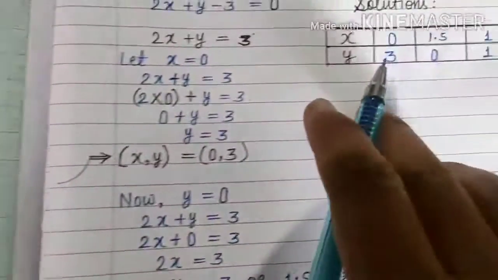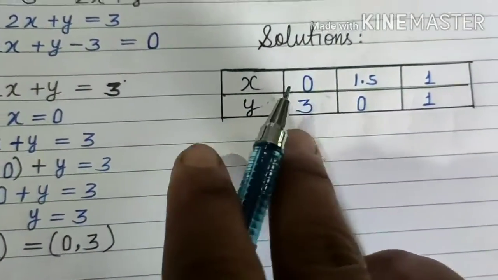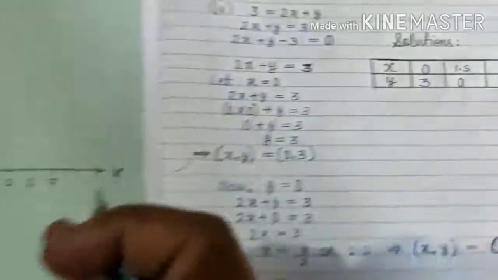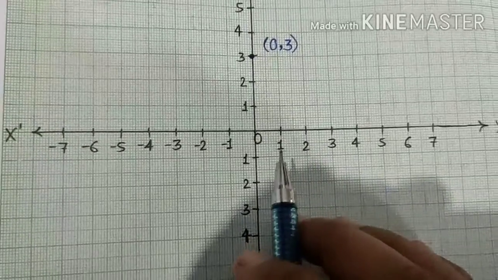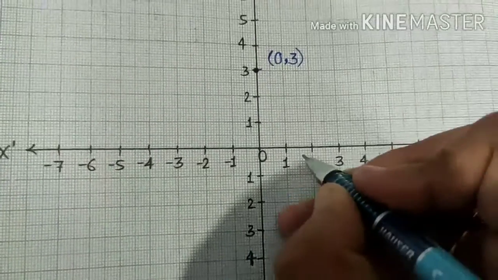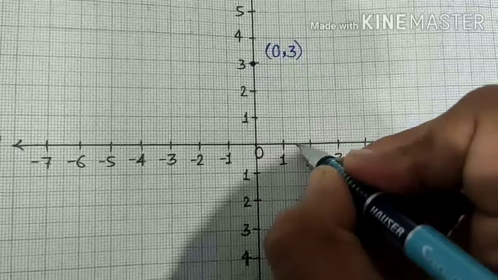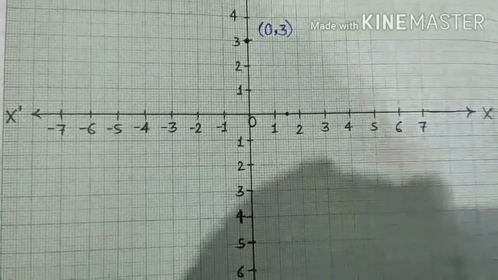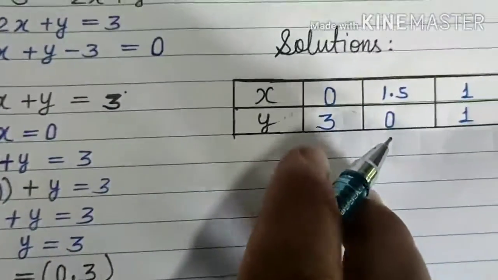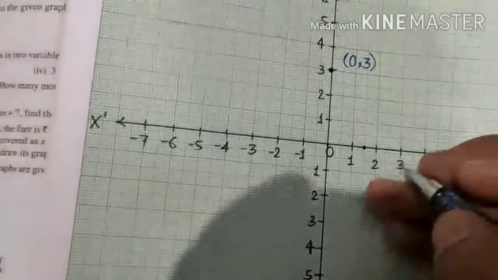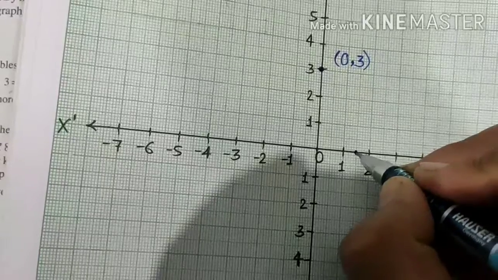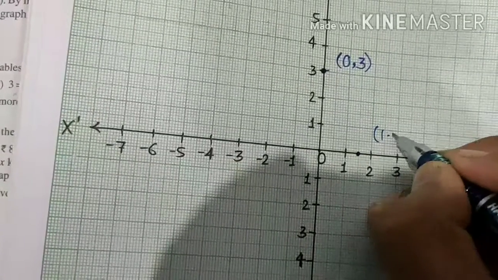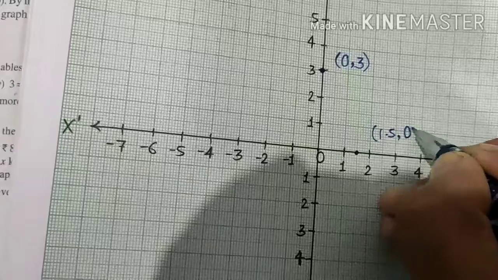The second solution is what? 1.5 comma 0. So here the coordinate of x is 1.5. Now the question is where this 1.5 will come. This 1.5 will come in between 1 and 2, exactly at the middle point. And what is the coordinate of y? That is 0. So this point will show 1.5 comma 0.